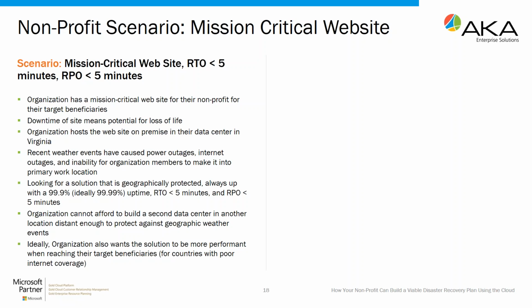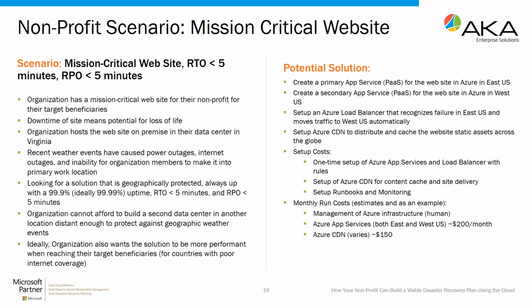They want to make sure that they have a solution that can weather it in a much more geographically dispersed way and keep an uptime that's at least 99.9%, ideally even higher, because in their minds, this is a mission critical site. They can't afford for this to ever be down, so less than 5 minutes of RTO. They can't afford to lose any data, less than 5 minutes of RPO. This organization can't afford to go build a whole new data center just for a website. It's cost prohibitive. So they have to look to the cloud to help try to solve some of these types of performance problems. So what can we do about that?